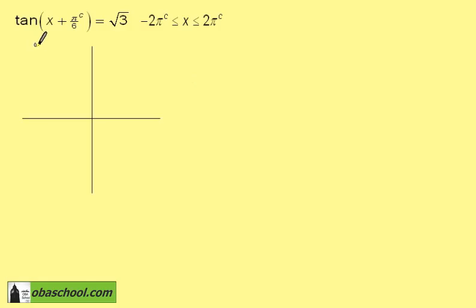We want to solve tan(x + π/6 radians) = √3 for values of x between -2π radians and 2π radians. Since the question is given to us in radians, we should give the answer in radians.